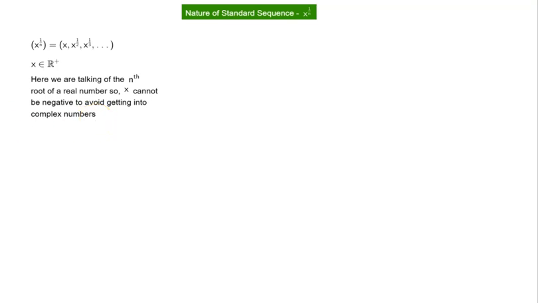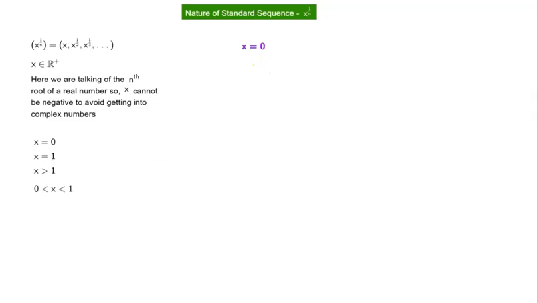So what are the cases now? x would be 0, x equal to 1, x greater than 1, and x between 0 and 1. So let's take the cases one by one.